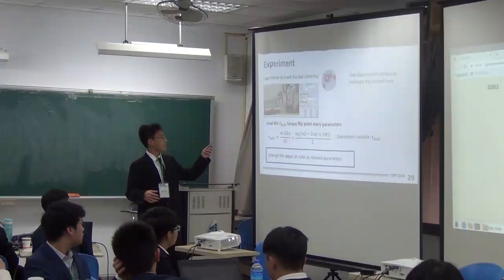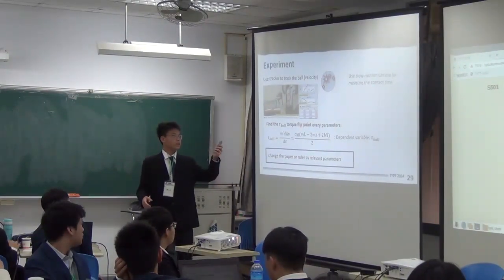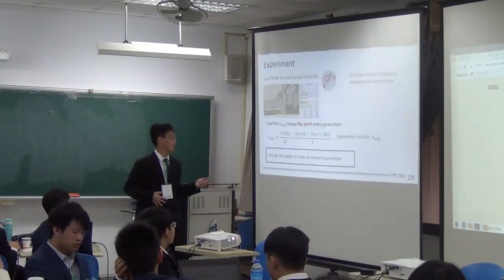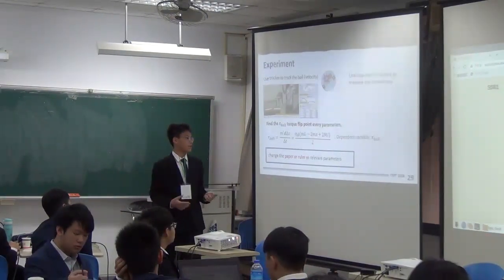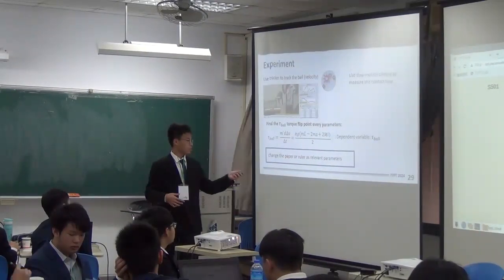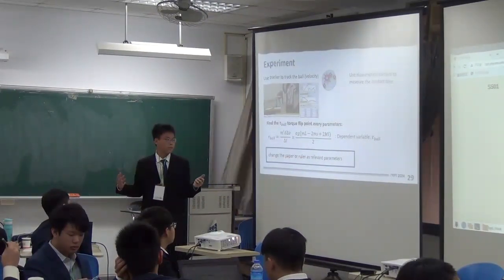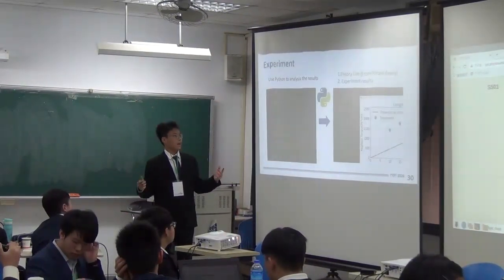Here I use Tracker to track the ball's velocity and a slow-motion camera to measure the contact time. And I'm going to find the torque ball flip point in every experiment. I'm going to change the ruler or paper as my relevant parameters. And I'm going to use Python to analyze my results.